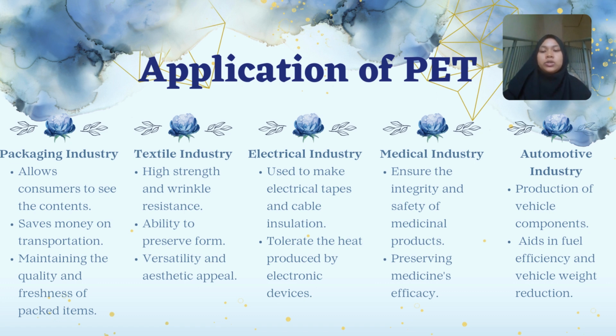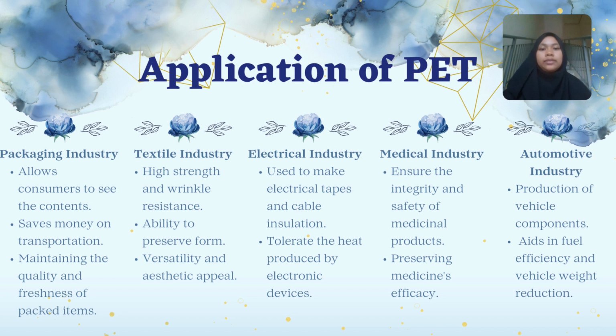In the textile industry, PET fibers are used to make polyester textiles. These textiles have many benefits including high strength, wrinkle resistance, and the ability to preserve form and color. Polyester is commonly used in clothing such as shirts, dresses, and athletic wear, as well as in home textiles like curtains. The automotive industry also benefits from PET.